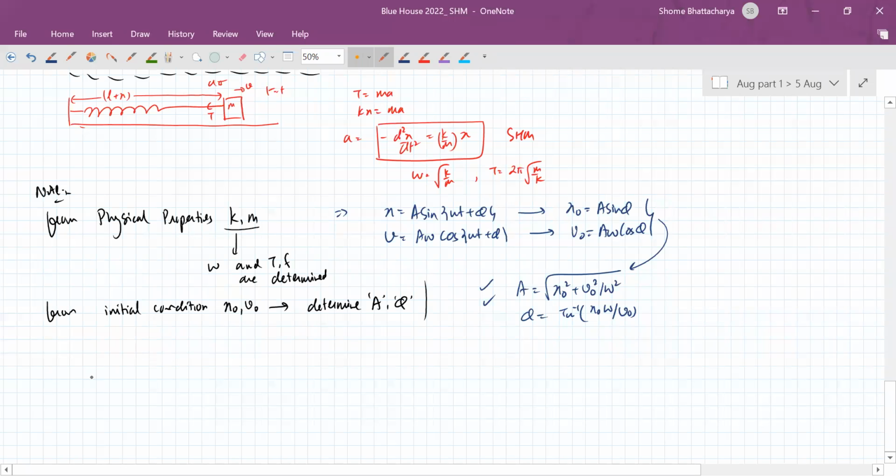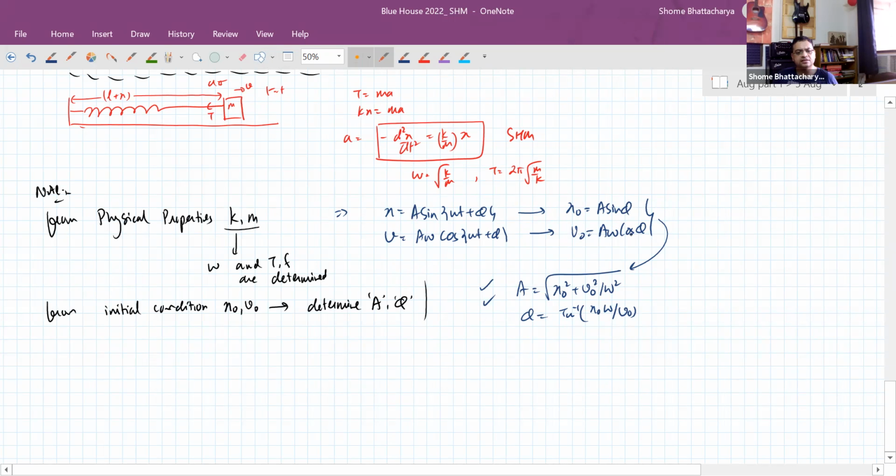Sir, in phase constant, that is tan inverse. Yes, that comes by dividing these two equations. Tan phi will come out to be x naught by v naught divided by omega. So that omega comes in the numerator.